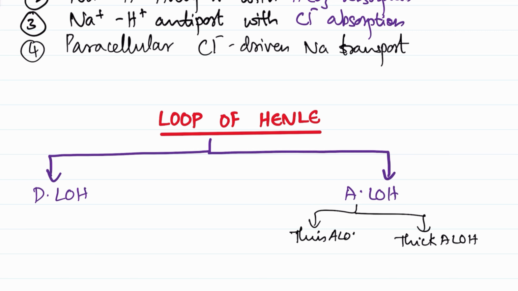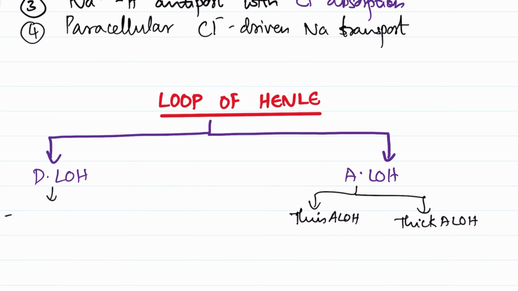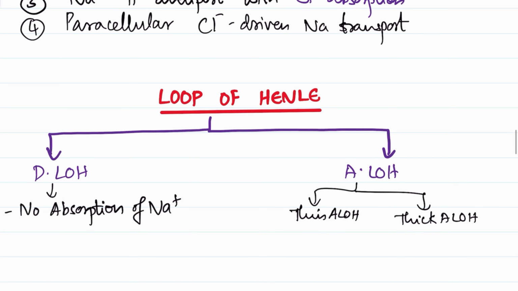Now in the descending loop of Henle, what we need to know is there is no absorption of sodium. It's an important point. There is only absorption of water. It is impermeable to solutes, so nothing much to look over there. When it comes to the thin part, there is going to be a passive sodium absorption, which again is minute. Then we have the thick part.